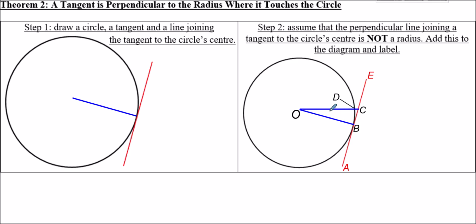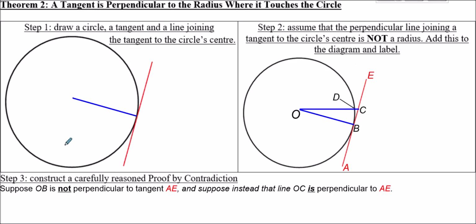So let's assume that OC is perpendicular to AE. In other words, when we construct this carefully reasoned proof, we're going to suppose that OB, this one here, is not perpendicular. We're assuming OB is not perpendicular to the tangent. And we're supposing instead that OC is perpendicular to AE. So that's the first thing we're going to say and assume.